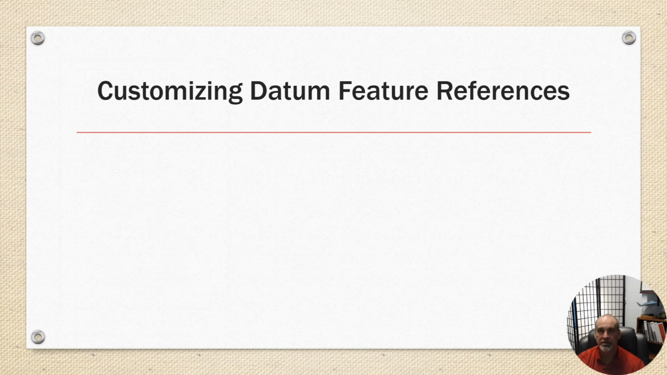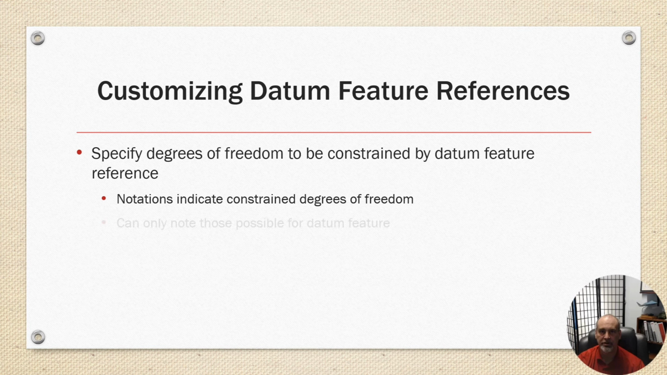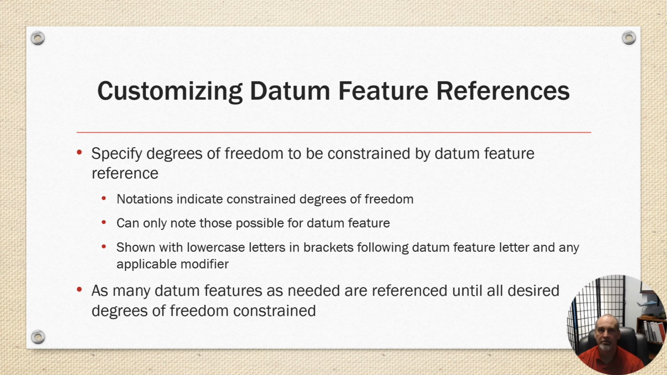Okay, customizing datum feature references. You're going to specify degrees of freedom to be constrained by the datum feature reference. Notation indicates constrained degrees of freedom. You can only note those possible for datum features, shown with lowercase letters in brackets following the datum letter and any applicable modifier. As many datum features as needed are referenced until all desired degrees of freedom are constrained.